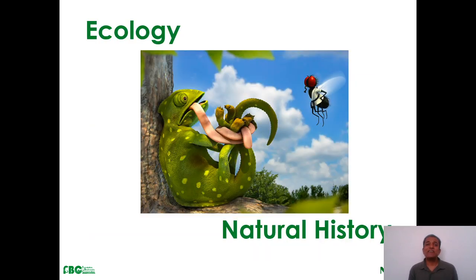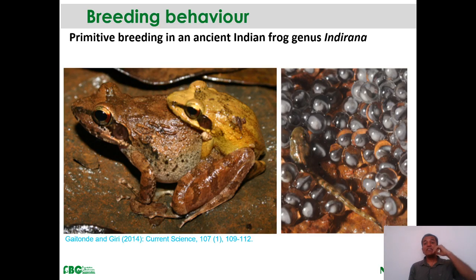Okay, what about ecology and natural history? Are we really looking at this aspect of amphibians and reptiles as well? My answer is no. As I told you, there are more than 1,000 species of amphibians and reptiles out there, around 420 species of amphibians. And what do we know about them? We know very little about 2 or 3 species. It means there are more than 400 species for which no data is available. Do you think this is a tremendous opportunity for us? Let's go ahead and do that as well.